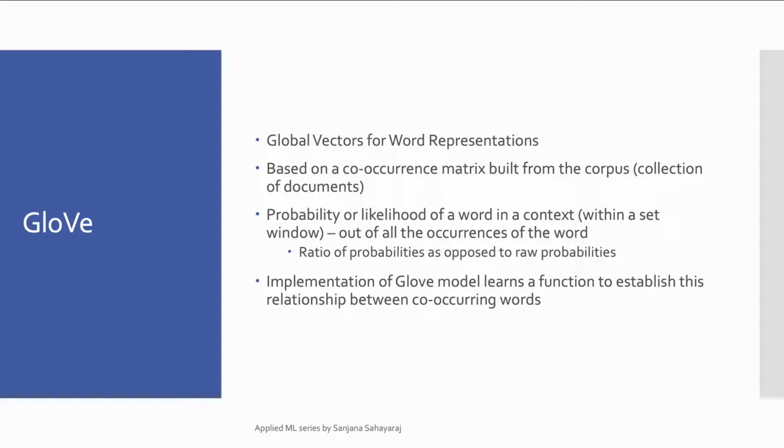So this co-occurrence matrix will help the model learn the probability or likelihood of a word in a context out of all the occurrences of the word. So here it learns the ratio of probabilities as opposed to raw probabilities. And building this co-occurrence matrix and learning the ratio of probabilities is usually more memory consuming compared to Word2Vec. But this is how GloVe proceeds to learn a function that establishes the relationship between co-occurring words.